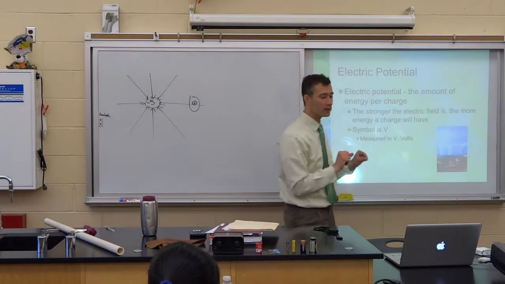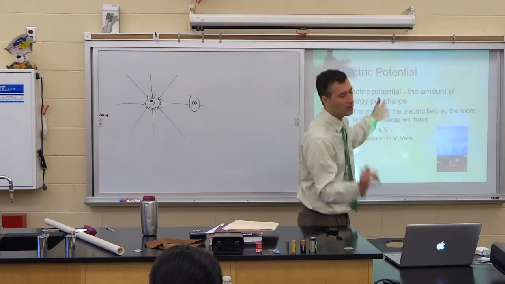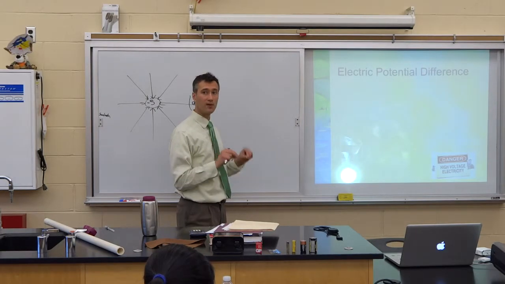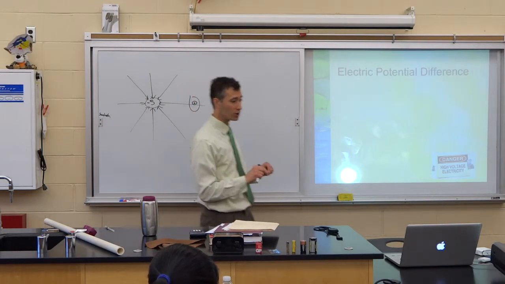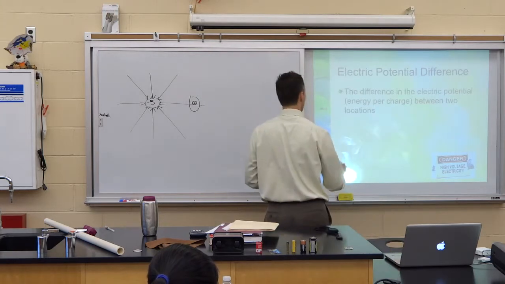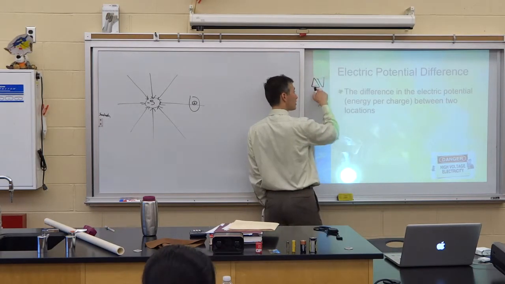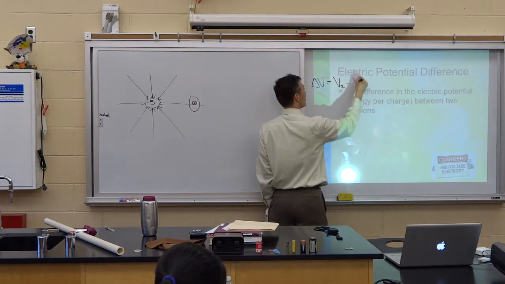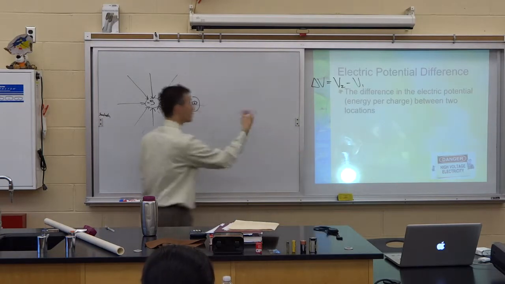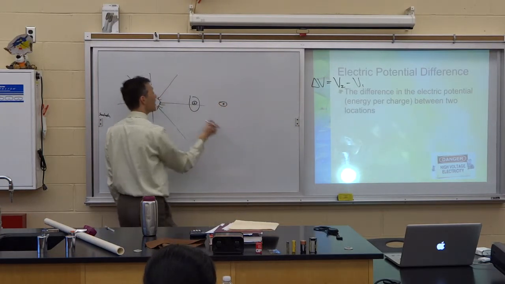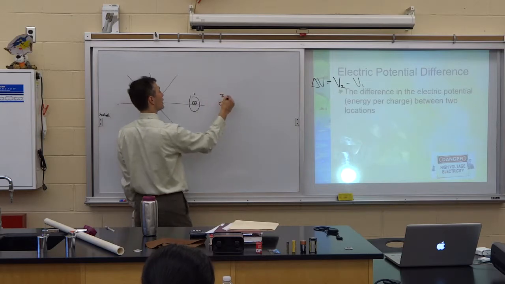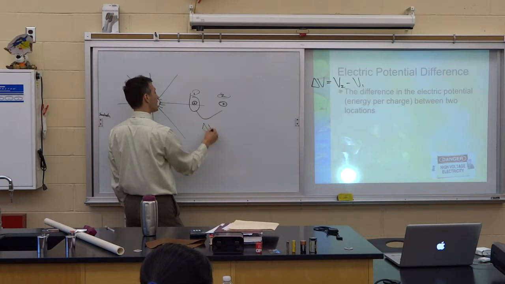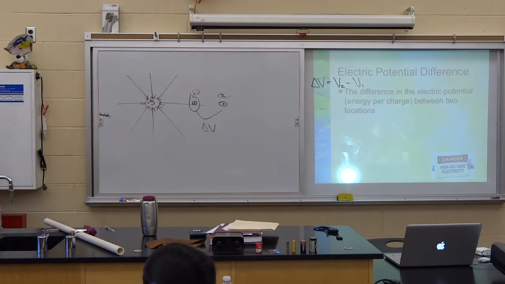There's something we care more about still, and this is our last new variable for today and for a little while: the electric potential difference between two locations. Delta V, where delta is our symbol for a change or difference, is literally the difference in potential between two locations, maybe location 2 and location 1. So maybe this is location 1 and this is location 2. The electric potential difference is the change in electric potential as we move from one spot to another.